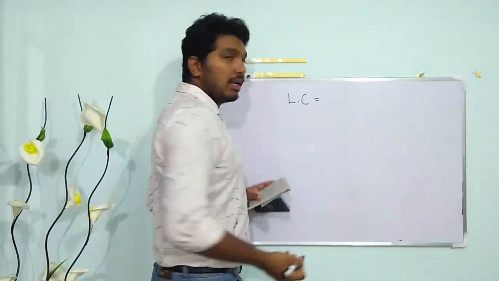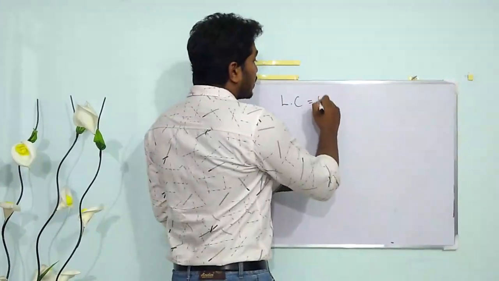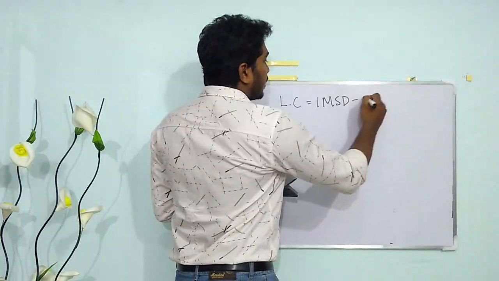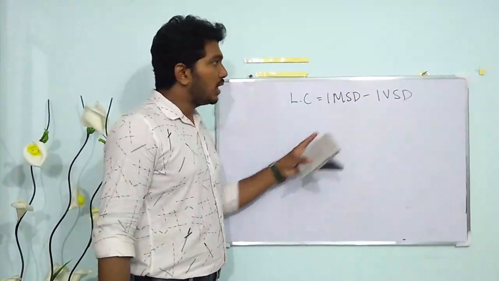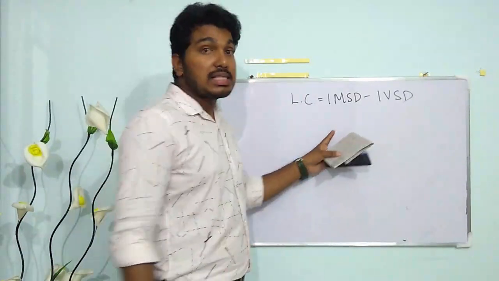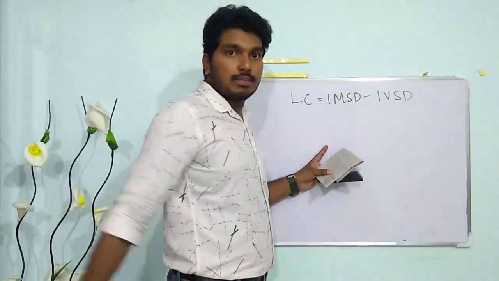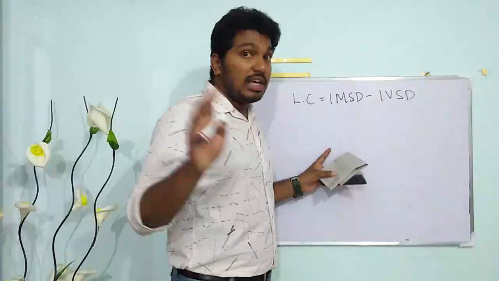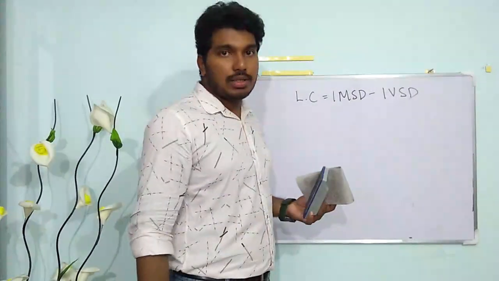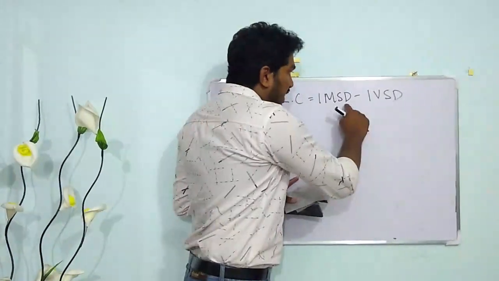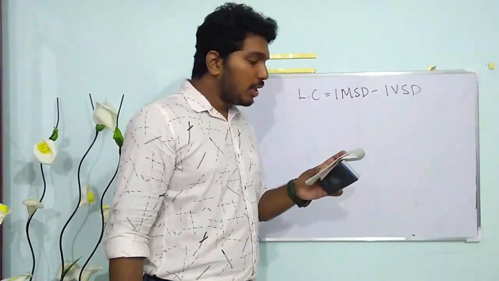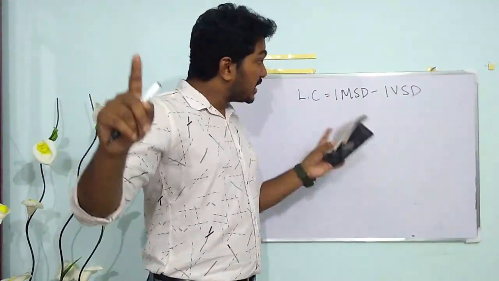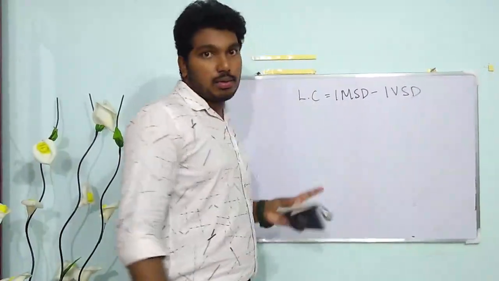Least count of a vernier caliper is given by least count is equal to 1 MSD minus 1 VSD. What is MSD? MSD means main scale division. What is VSD? VSD is vernier scale division. So 1 MSD minus 1 VSD gives you the least count.